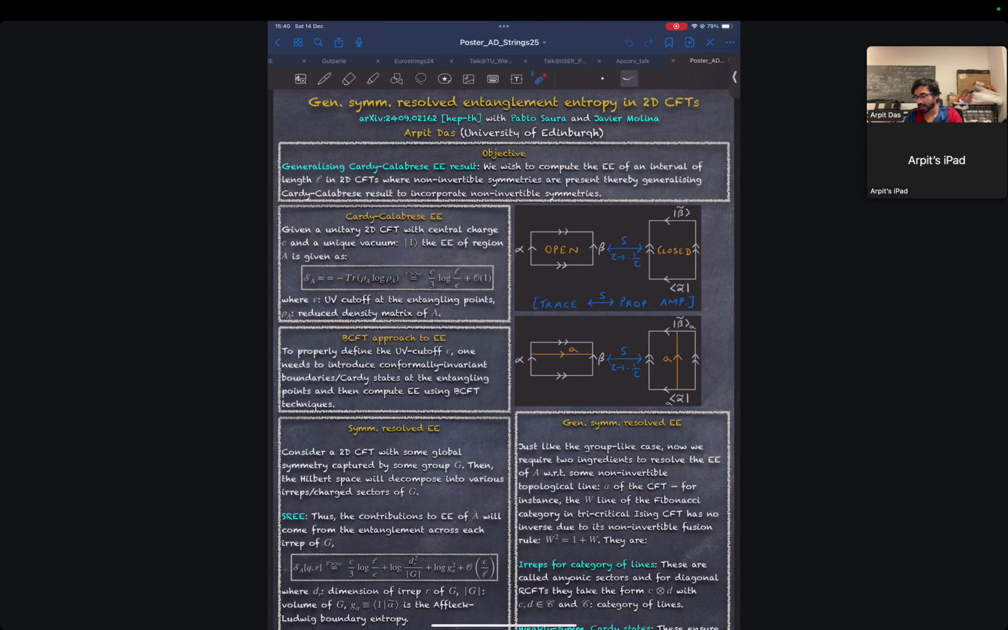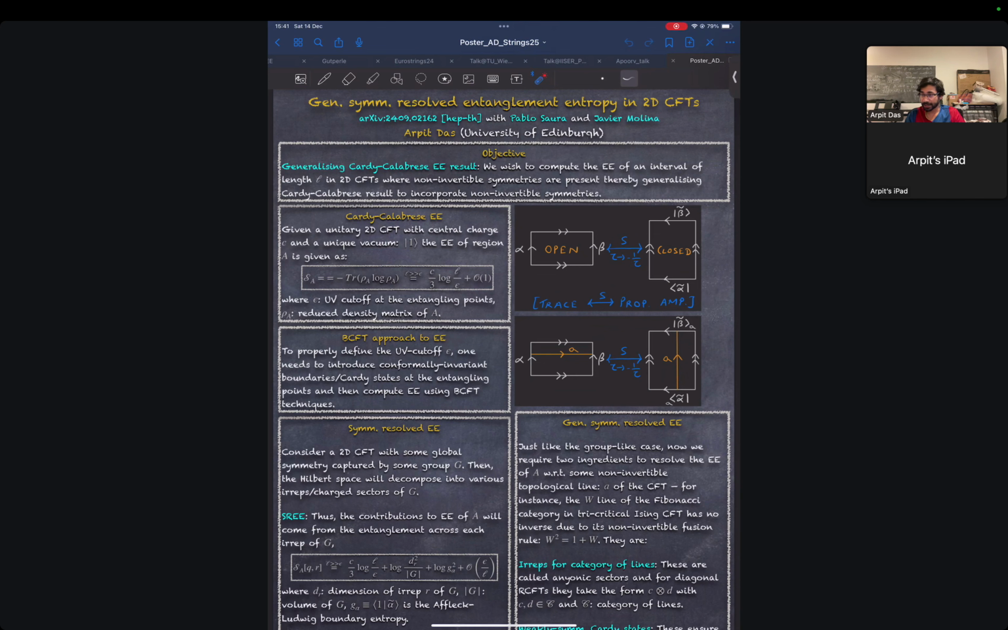We all know the Cardy-Calabrese entanglement entropy result for a unitary 2D CFT with central charge c and a unique vacuum. For a given region A of length L, the entanglement entropy reads c/3 log(L/epsilon) plus subleading terms, where epsilon is the UV cutoff and rho_A is the reduced density matrix. However, this involves factorization of a Hilbert space into region A and its complement, which may not always be well defined, because of which Ohmori and Tachikawa use a boundary safety approach to compute this quantity.